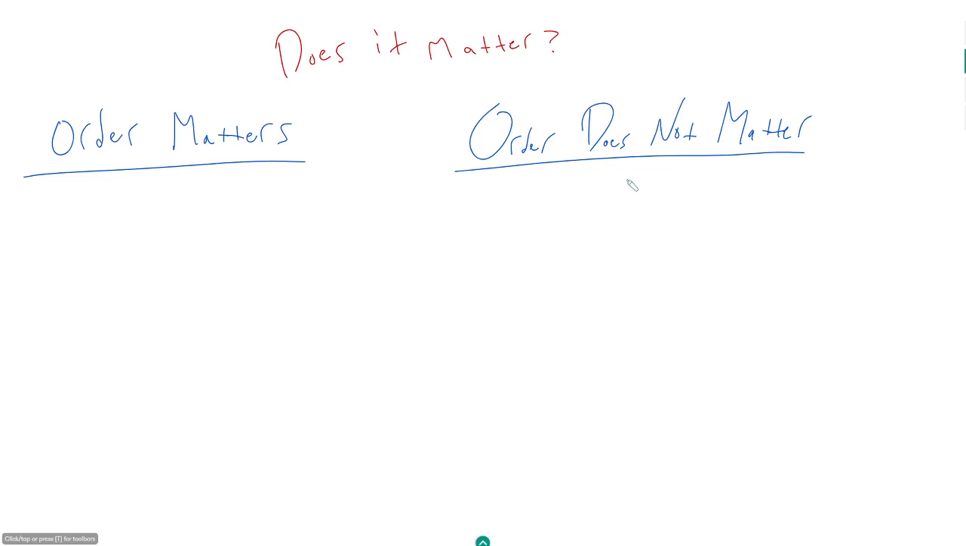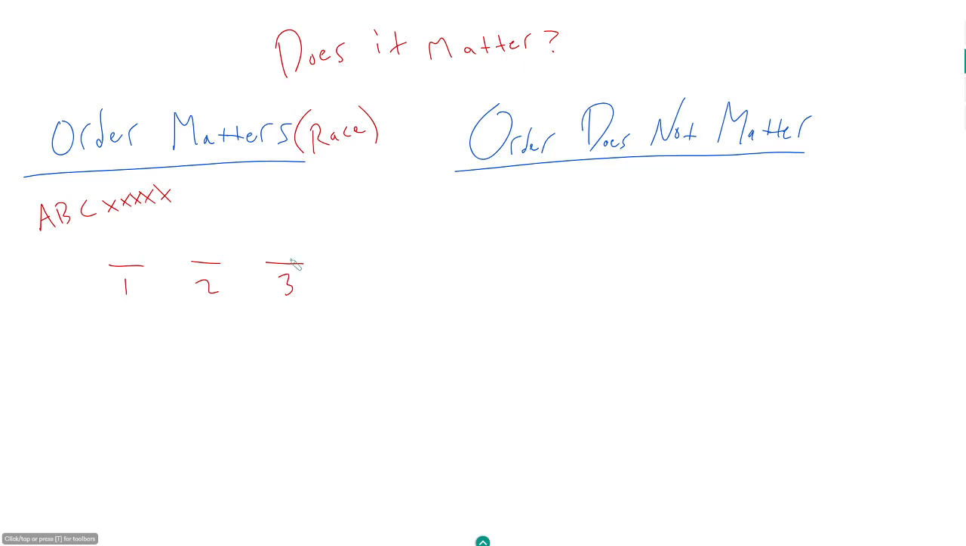So why is this an important distinction to understand? Let's start with order matters. What would be an example of an order matters scenario? That would be something like running a race. So let's say I have a bunch of people competing in a race. I have A, B, and C, then a bunch of other people. And I want to know how many ways I can arrange these people in first, second, or third place.